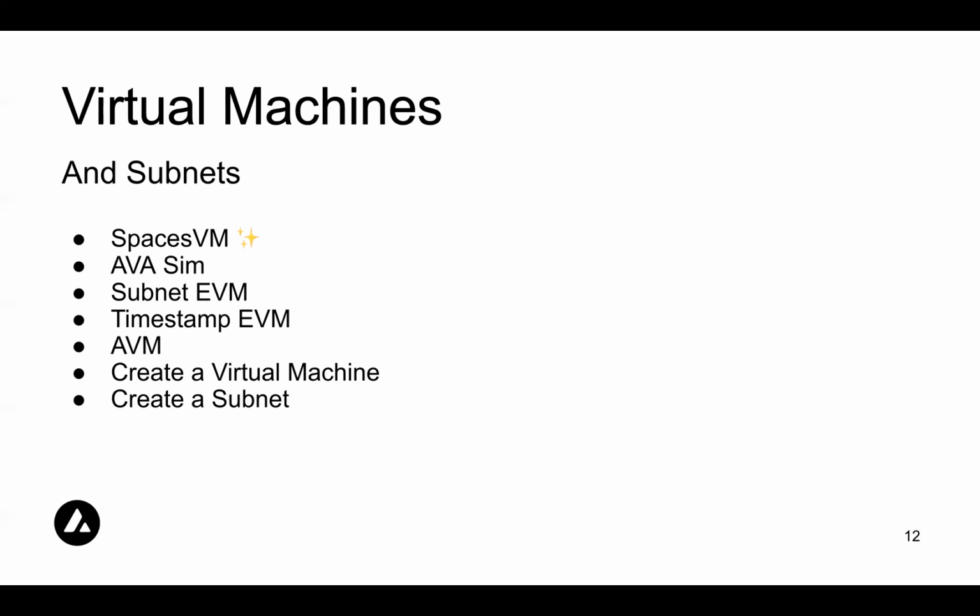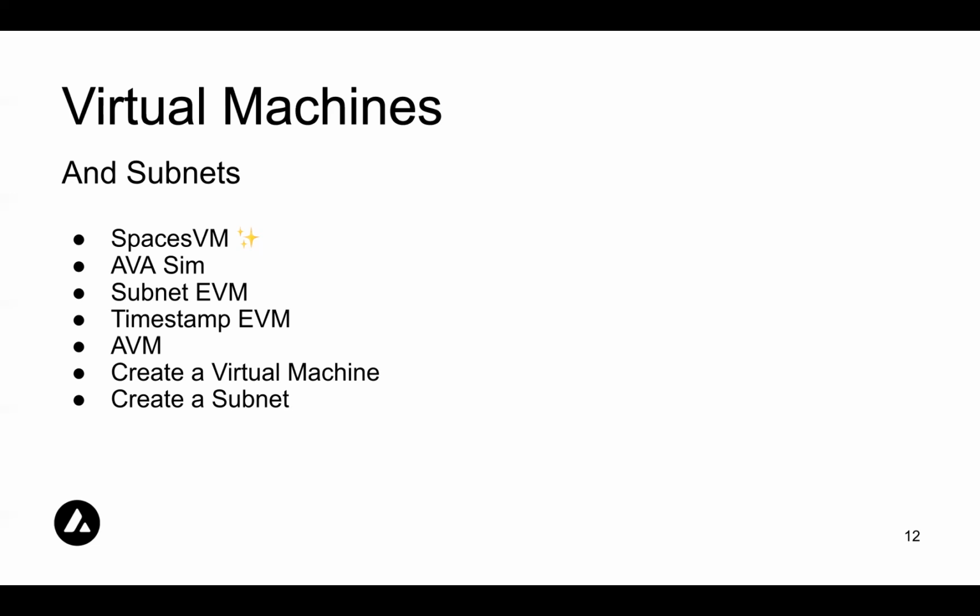And that's SpacesVM. And there is tooling around creating subnets, and that includes AvaSim. So AvaSim makes it easy for anyone to spin up a local instance of an Avalanche network and interact with the standard APIs or to test a custom VM.